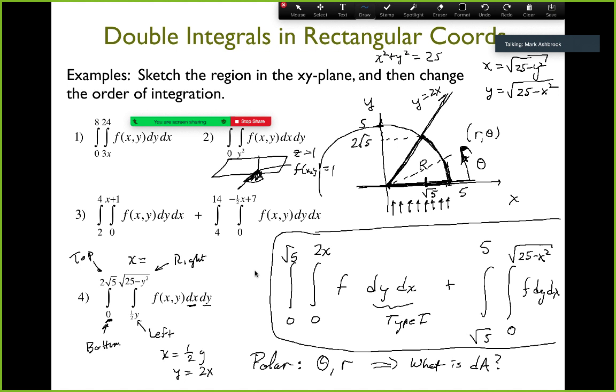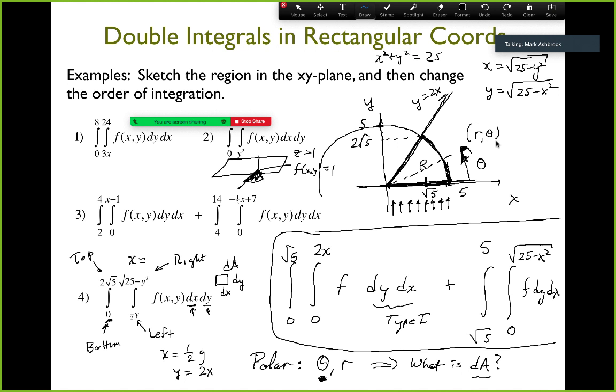In rectangular, it's very easy. Everything is rectangles, so it's just length times width. dA is just a little rectangle, dx times dy, and that's for both type 1 and type 2. But in polar coordinates, theta is not a distance quantity. It's an angle measure. It's not a distance from one point to another. So dA is not as straightforward. We have to derive it and see what dA is.